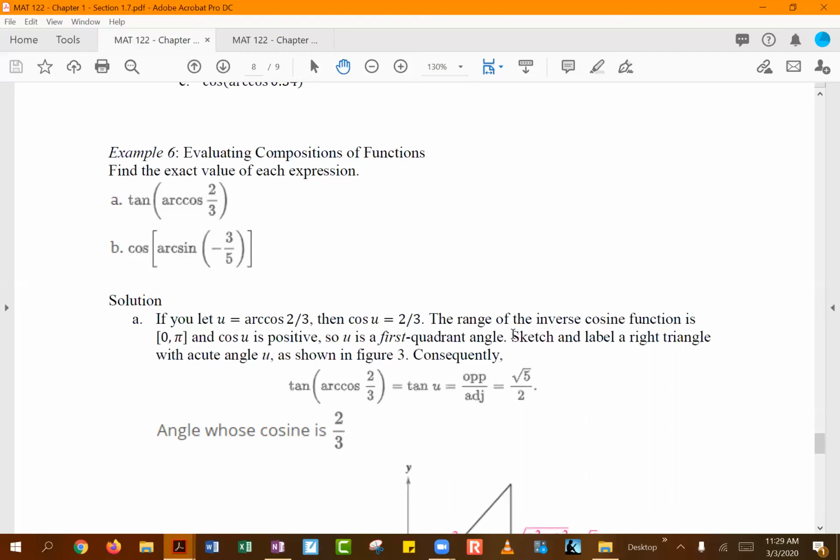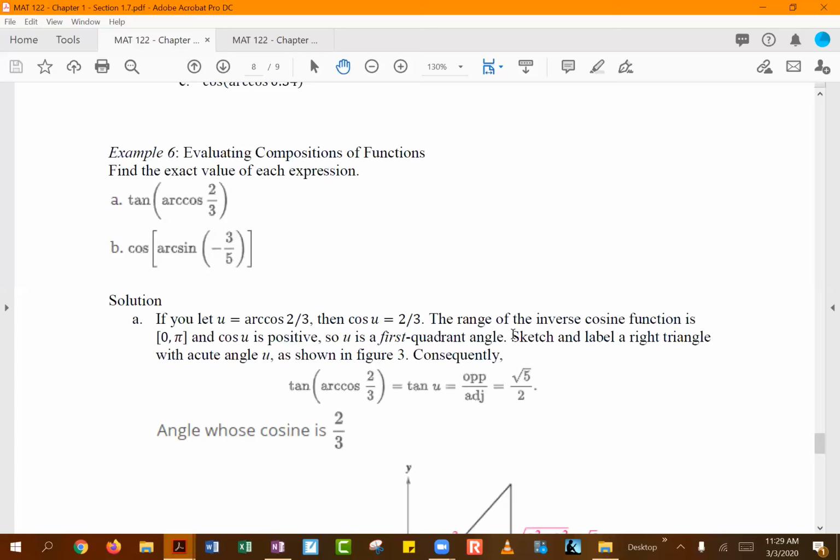Now we know the range of the arc cosine function, or the inverse cosine function, is between 0 and pi. And this is on page 4 of your handout if you need to look at it, where we talked about the domain and range for all the inverse functions. So the range for the inverse cosine function is between 0 and pi. This cosine of U that we just came up with is a positive 2/3. So if cosine is positive, and we know the range of your inverse cosine goes from 0 to pi.